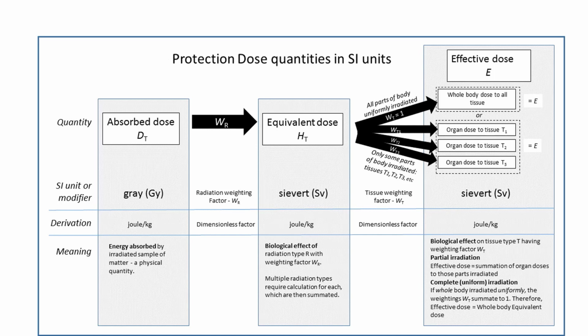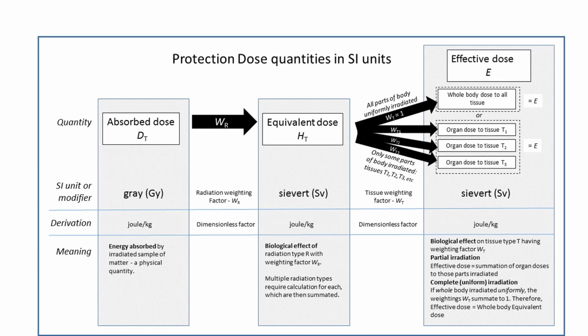That is the biological effect of the radiation type that is used to interact with the tissues. Multiple radiation types require calculation, for each of which there are different summations. We would use a different type or amount of radiation for the hand than we would for the thorax as far as the technique or the quantity and amount of radiation to visualize the areas of interest.